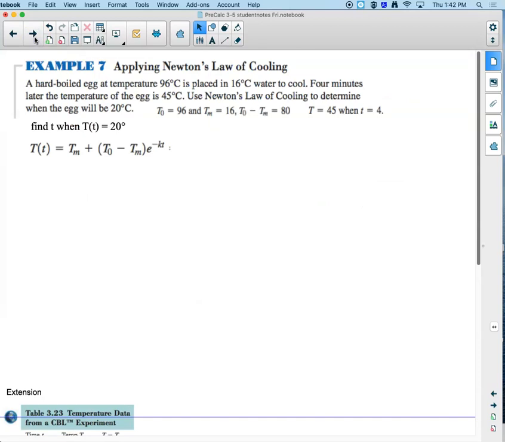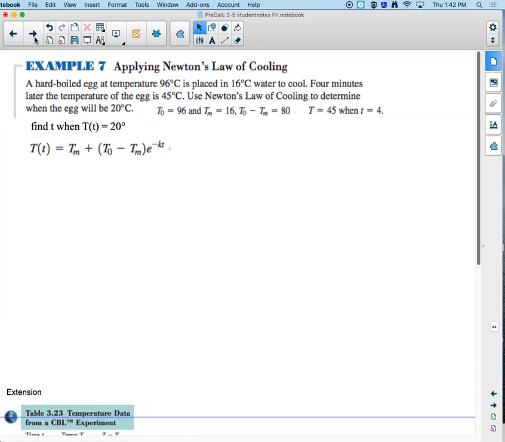So now example 7 says applying Newton's law of cooling. You've got everybody over for a breakfast math party, and you have a hard-boiled egg at a temperature of 96 degrees, and it's placed in 16 degree water to cool, and this is all in Celsius. 4 minutes later, the temperature of the egg is 45 degrees Celsius. Use Newton's law of cooling to determine when the egg will be 20 degrees Celsius.